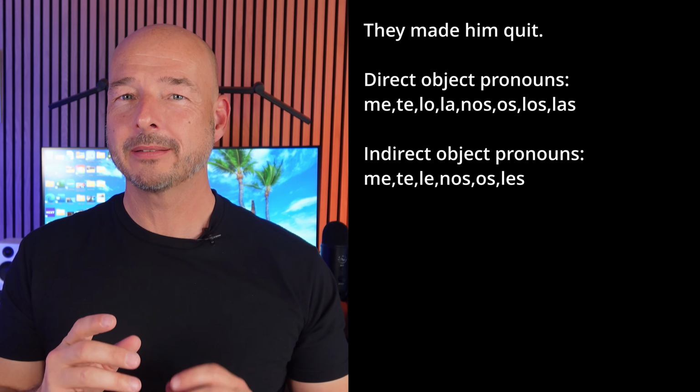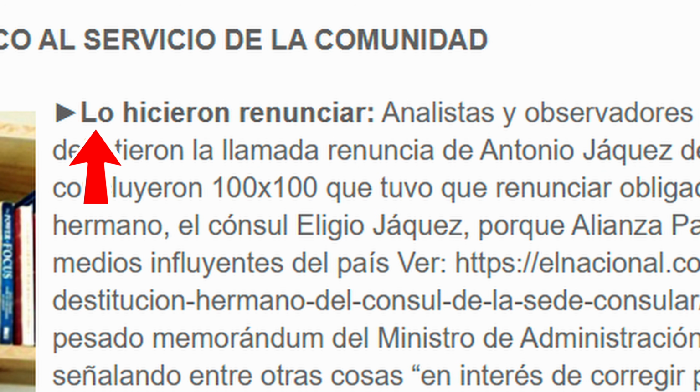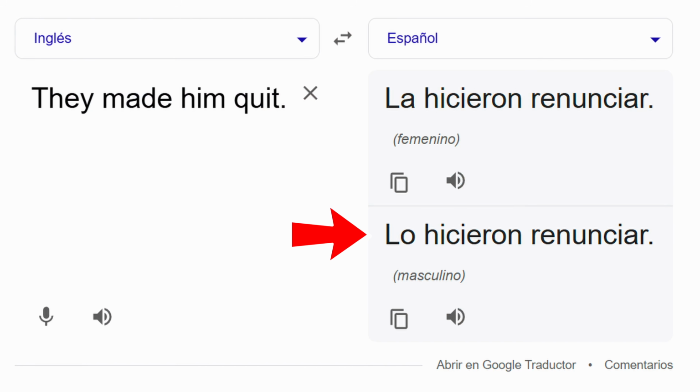But with hacer, it's unusual. You may see this with an indirect object pronoun, le. Le hicieron renunciar. Or you may see it with a direct object pronoun, lo. Lo hicieron renunciar. I'm not a huge fan of Google Translate. It's okay. In this particular sentence, it preferred lo. Now, when I asked my wife, she's from Colombia originally, she preferred le.